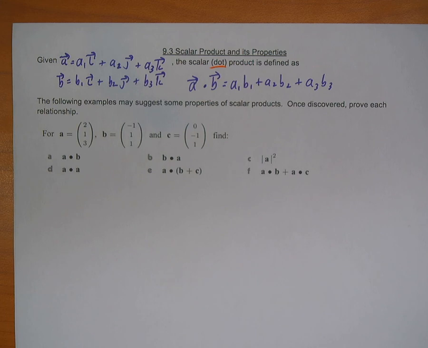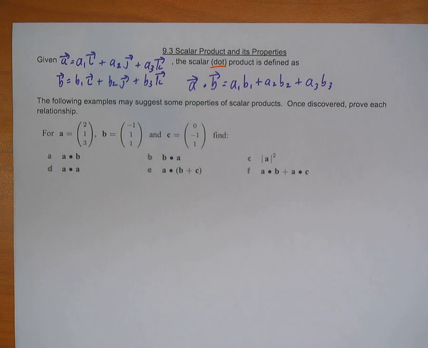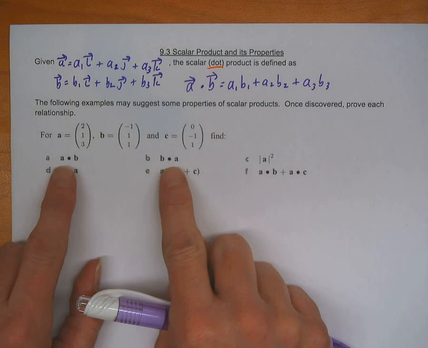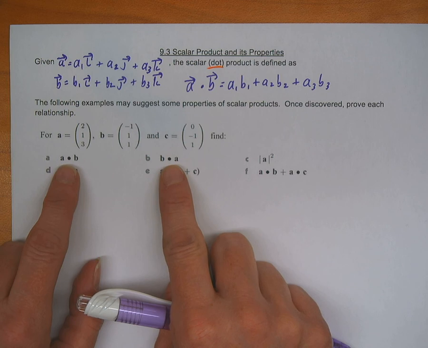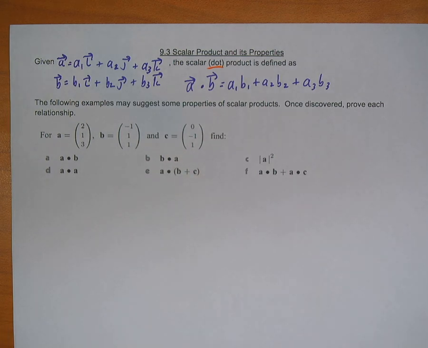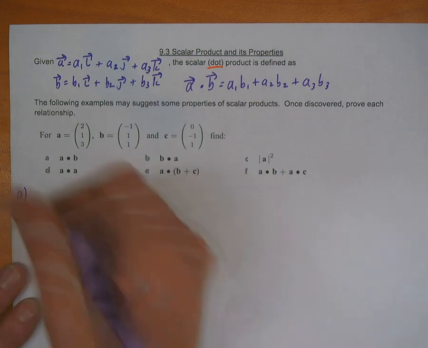So there are a couple of properties that we are going to investigate first to see if they are equivalent. The first one we're going to look at is: is the scalar product of vectors commutative? Meaning, can you do them in either order, or does it make a difference? So that's the first one we're going to explore. We're not going to do all three all the way, but the first one we're going to do is A dot B.